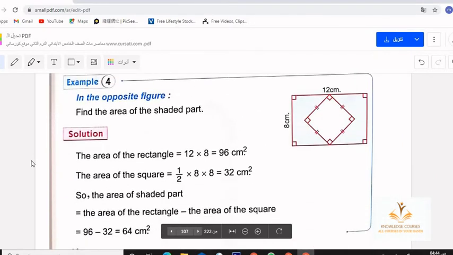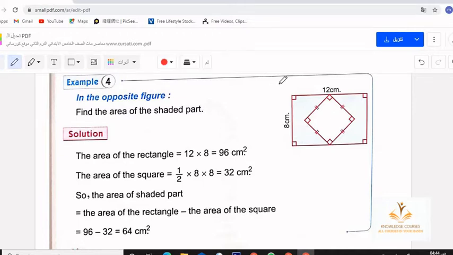In the opposite figure, find the area of the shaded part. أنا عايز الاريا الخاصة بالشادد بارت، الجزء المظلل. لو انا بصيت على الجزء المظلل فمعنى كده ان هو الشكل بتاعه مش ظاهر، ولكن لو جبت الاريا الخاصة بالريكتانجل وعملت سبتراكت للاريا الخاصة بالسكوير هيديني الاريا بتاعة الشادد بارت.